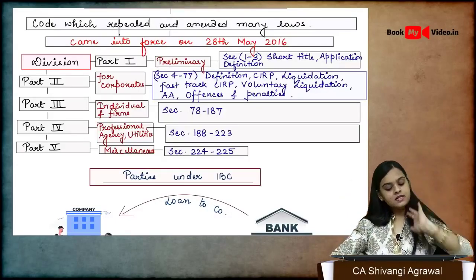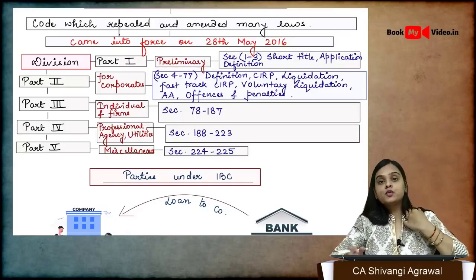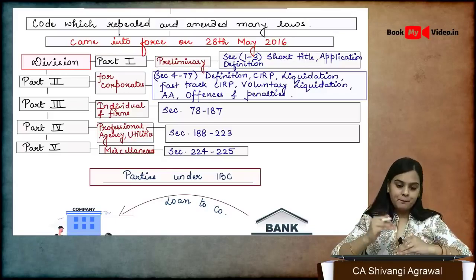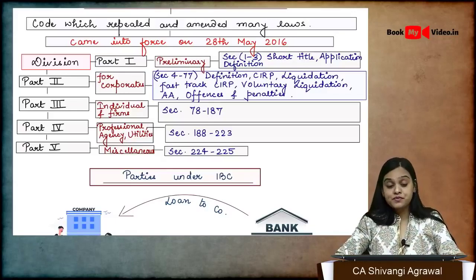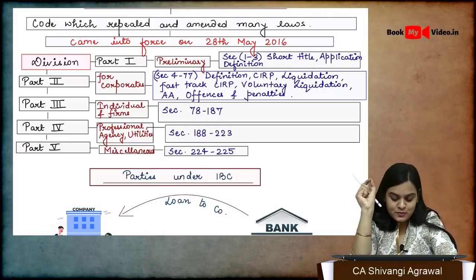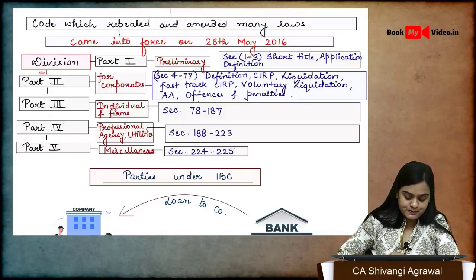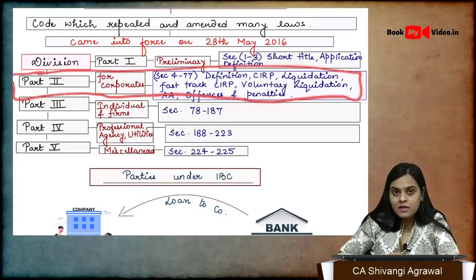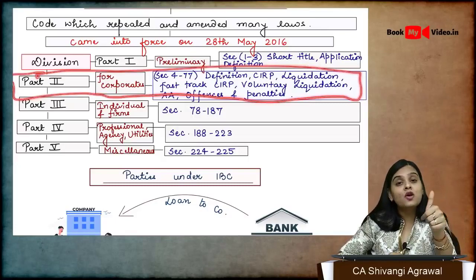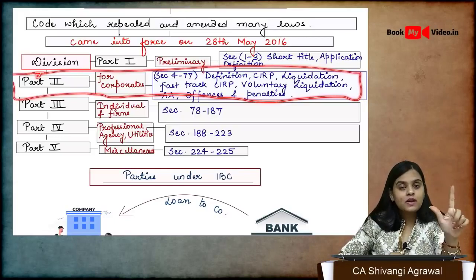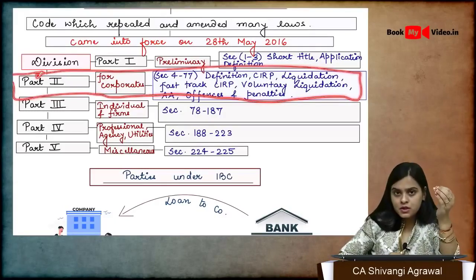Okay. Now, this particular code is divided into 5 parts. It has 12 schedules and of course, all the parts are divided into different sections. What is relevant for us? Listen to me very carefully. Part 2. Part 2 is for corporates. So part 2 talks about treating the insolvency state of corporates, and if it cannot be treated, then going for liquidation. That is what is covered under part 2 of the code.